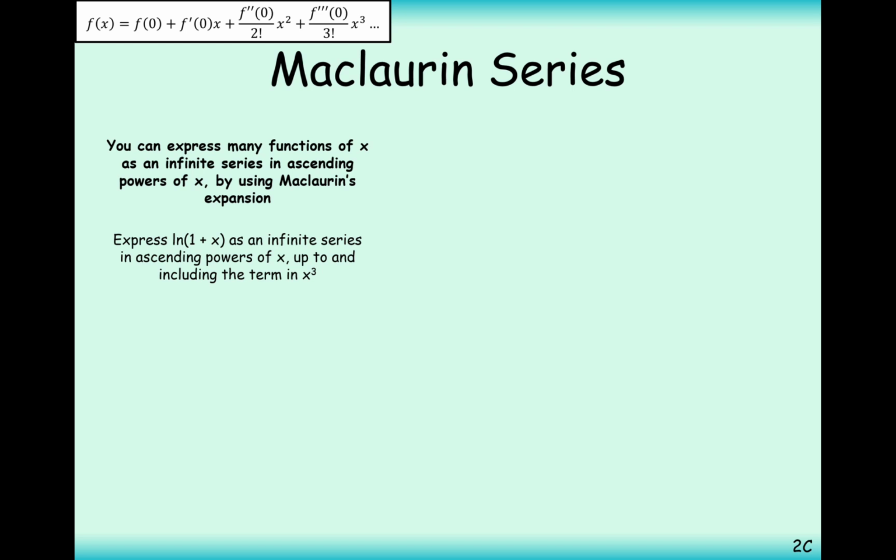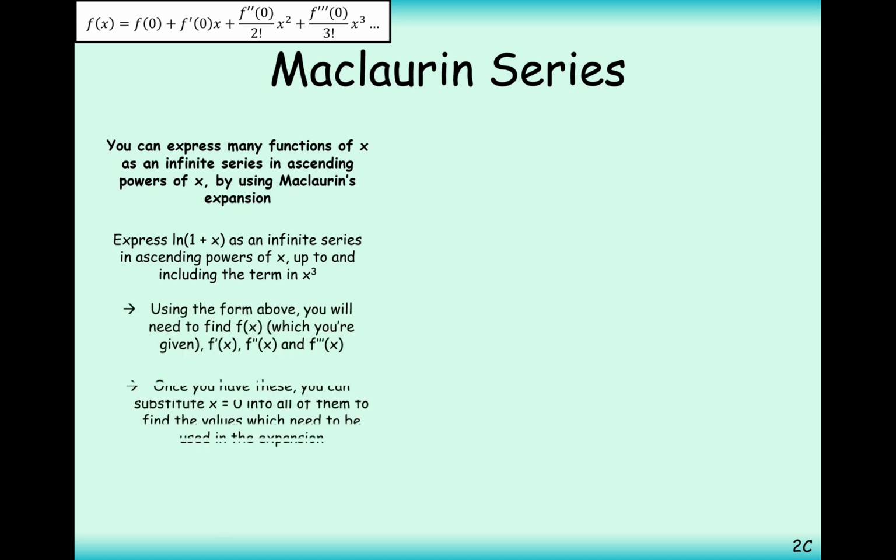Okay, here's a question for us to have a go at using the maths that we've just looked at. Express ln(1 + x) as an infinite series in ascending powers of x up to and including the x cubed term. So why are we doing ln(1 + x)? Well, if you think about it, ln x differentiates to 1 over x, and you can't put 0 into 1 over x, because you'd get 1 over 0, which would be impossible to work out. So we don't ever do this Maclaurin series expansion for ln x, we always do it for ln(1 + x).